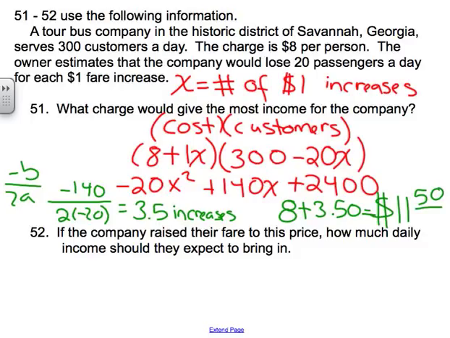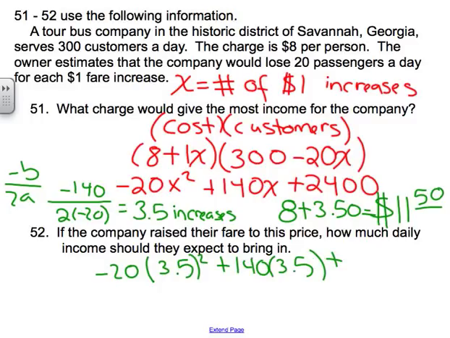Then we're asked to find out, if the company raised it, what would their profit be. So we're going to take that negative 20 and plug in that 3.5 squared. Take the 140, multiply that by the 3.5, add the 2,400. All we're doing is substituting in. And when we calculate it out and substitute it in, we find out that the company would make $2,650.